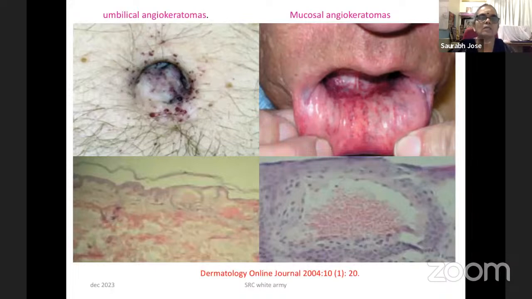So this is taken from a textbook, angiokeratomas, showing angiokeratoma, bloody keratinized lesions that indicate Fabry's disease. And this is a mucosal angiokeratoma. This is how it looks in the histopathology. This is taken from the Dermatology Online Journal.